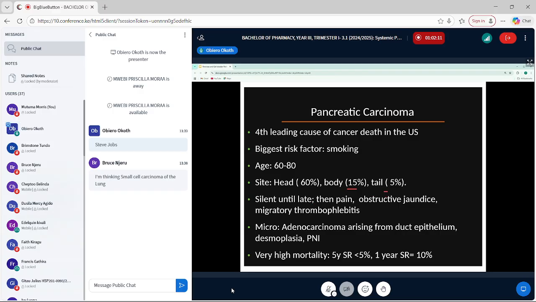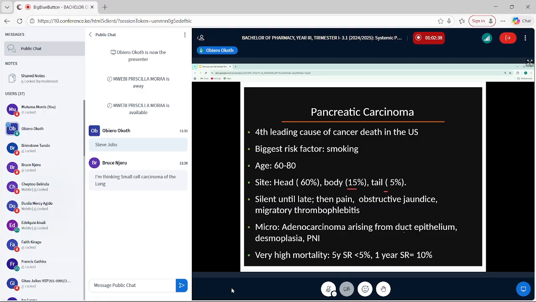They're normally silent until late, and that's their killer feature: you rarely get symptoms. And by the time the symptoms are there, there's not much that can be done. They can present with obstructive jaundice, they can present with thrombophlebitis, because they normally produce a thromboplastin-like material that can cause disseminated intravascular coagulation.